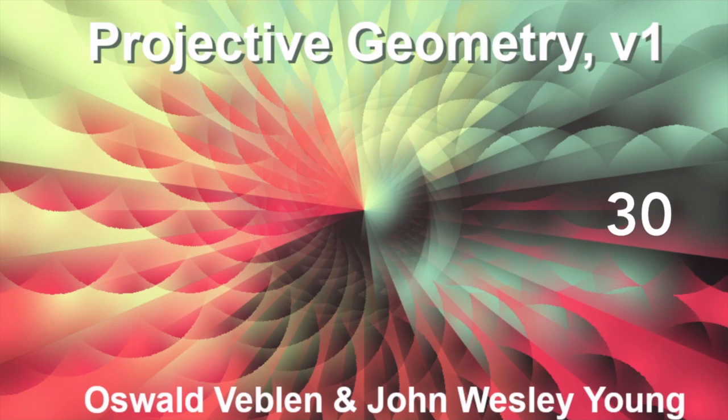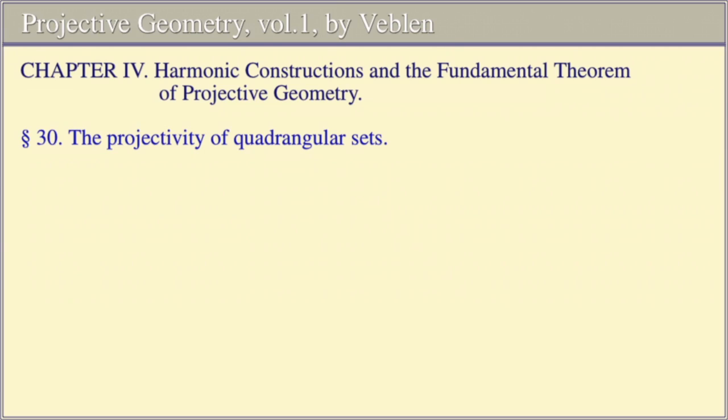Projective Geometry, Volume 1, by Oswald Veblen and John Wesley Young. Chapter 4, Harmonic Constructions and the Fundamental Theorem of Projective Geometry. Section 30, the Projectivity of Quadrangular Sets.